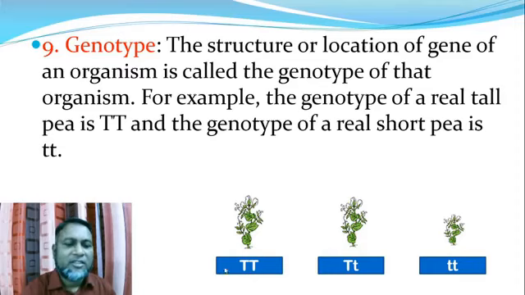In this figure, capital T capital T is genotype. Capital T small t is genotype. Small t small t is genotype. But long plants and short plants are the phenotype of sweet pea.